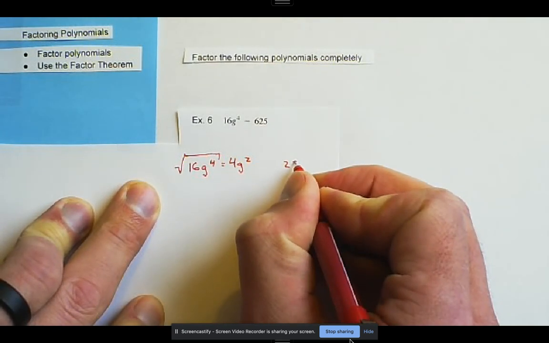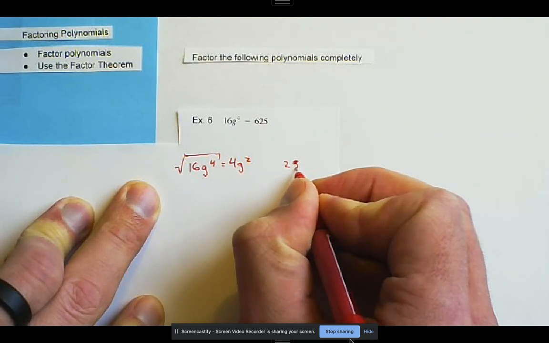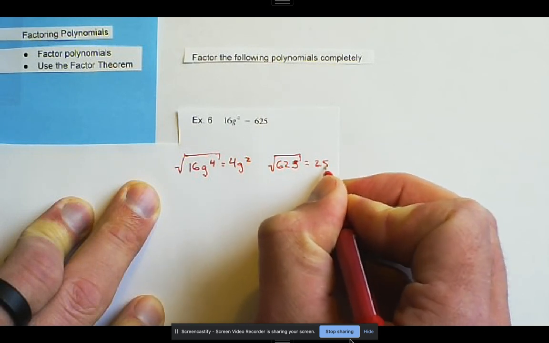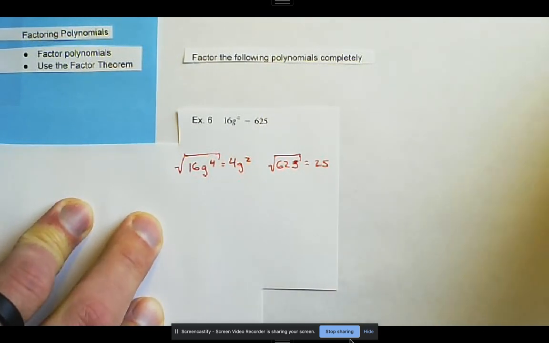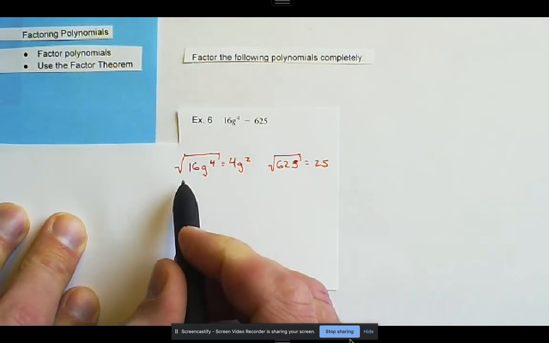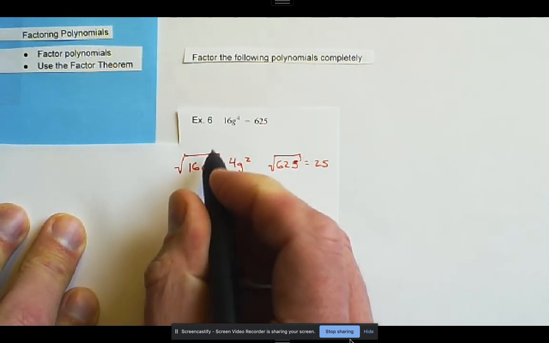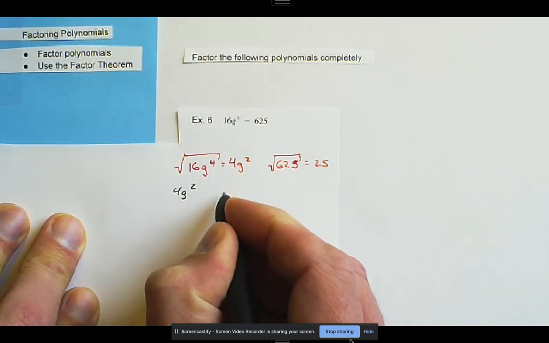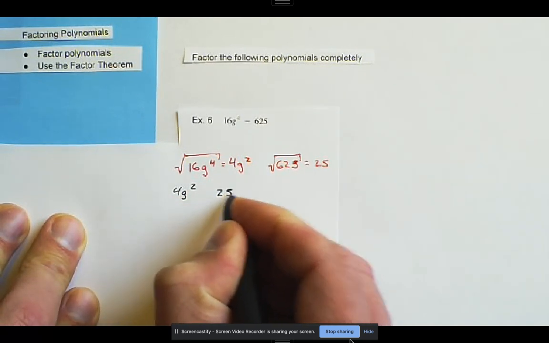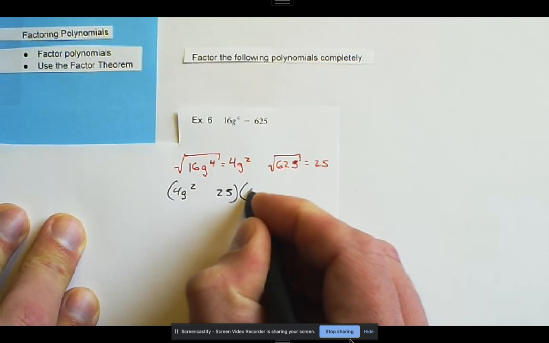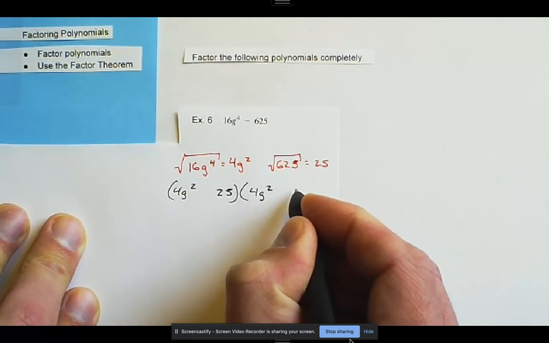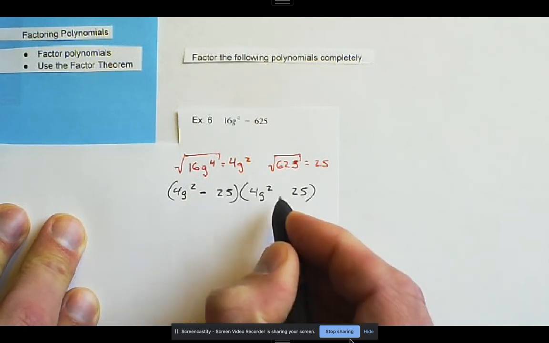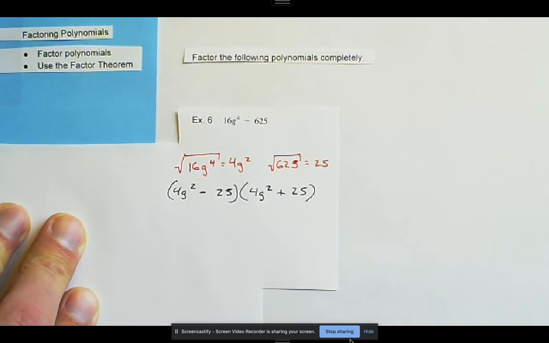We can also check 625, and we take the square root, and that becomes 25. So when we do difference of squares, we take the first perfect square, which is 4g squared, and we take the second perfect square, and we join them with opposite signs for a conjugate pair. So we have plus and minus.